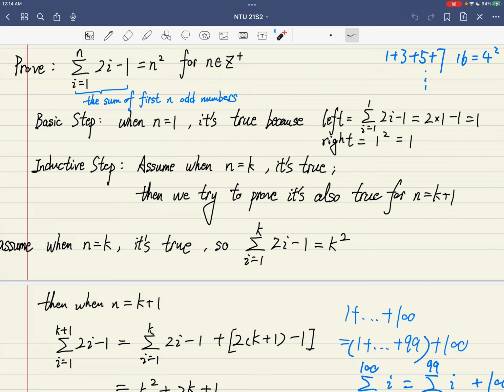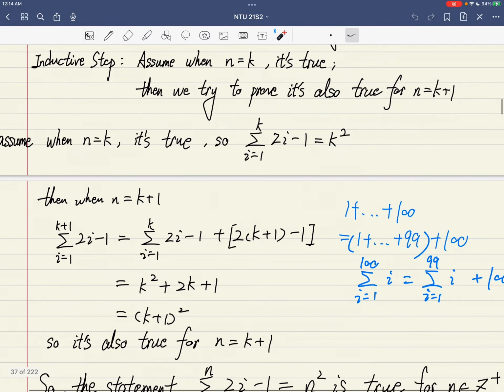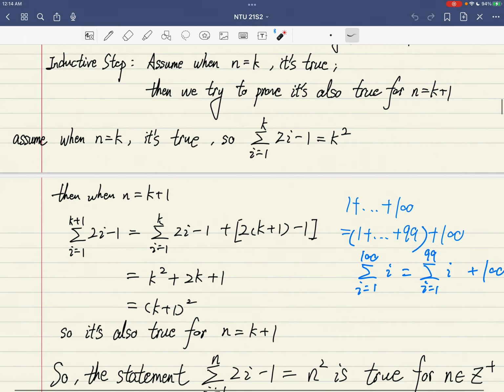Then the inductive step is you assume when n is k, it is true. Then we try to prove it is also true for k plus 1. It's just like the domino effect. You push down the first one, then the second one will also fall down, then the third one will fall down, then the fourth one will fall down.